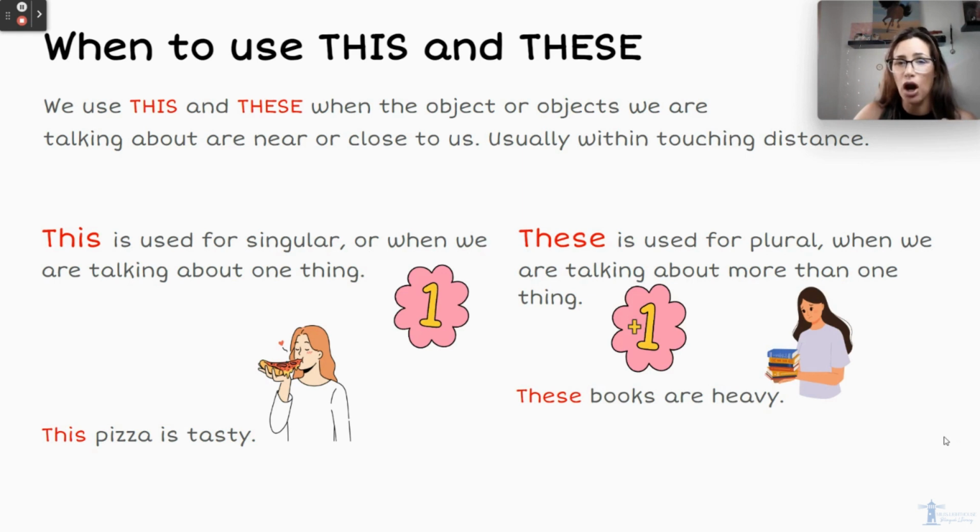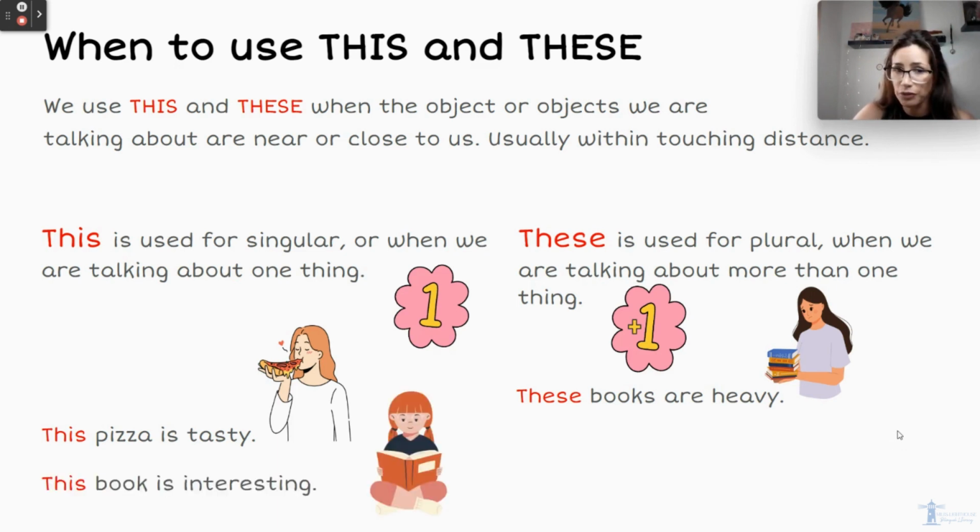These books are heavy. And she's holding the books, and you can see that there's more than one. Looks like she's holding 7 or 6 books. So they are heavy. These books are heavy.